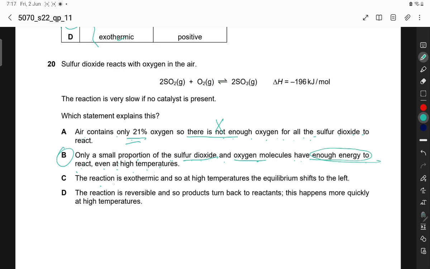The reaction is exothermic, and so at high temperature the equilibrium shifts to the left. The reaction is reversible, and so products turn back to reactant. This happens more quickly at high temperature.